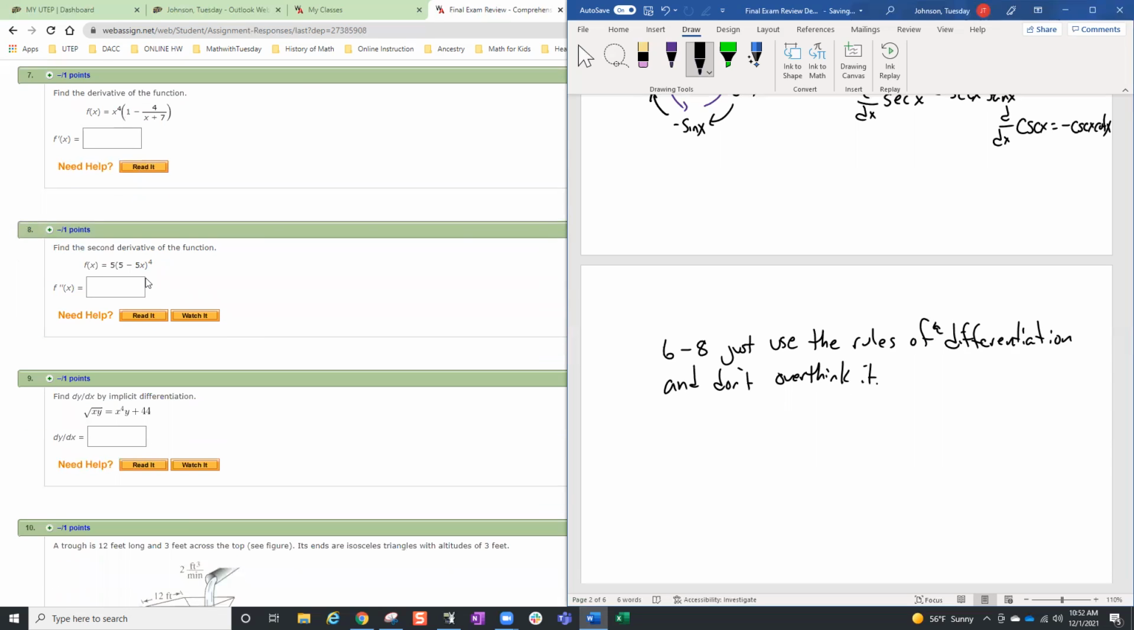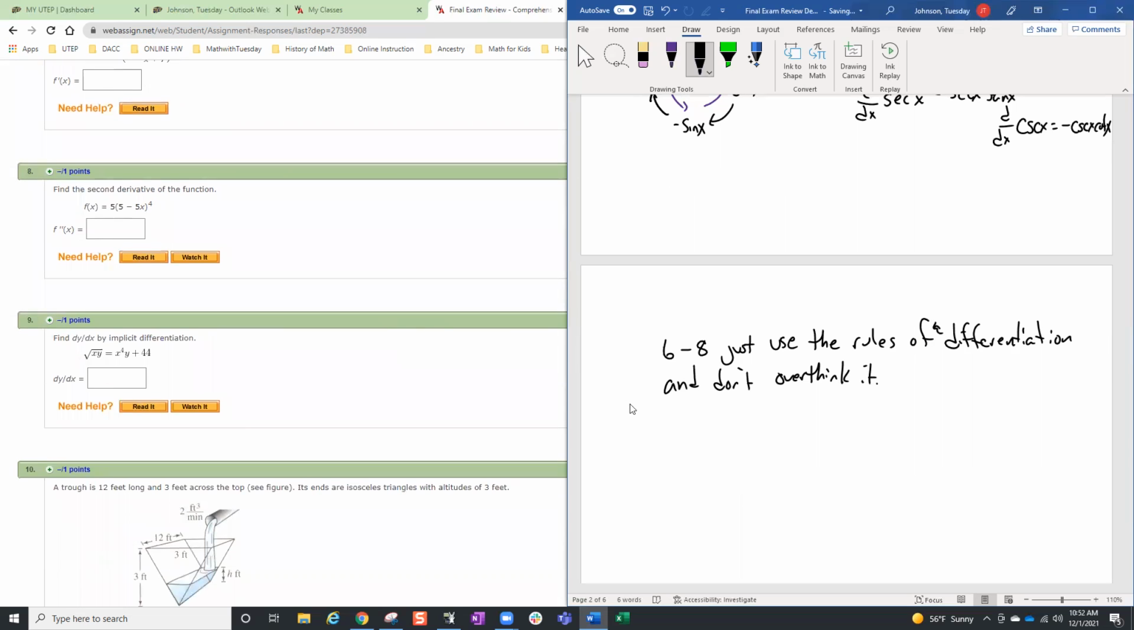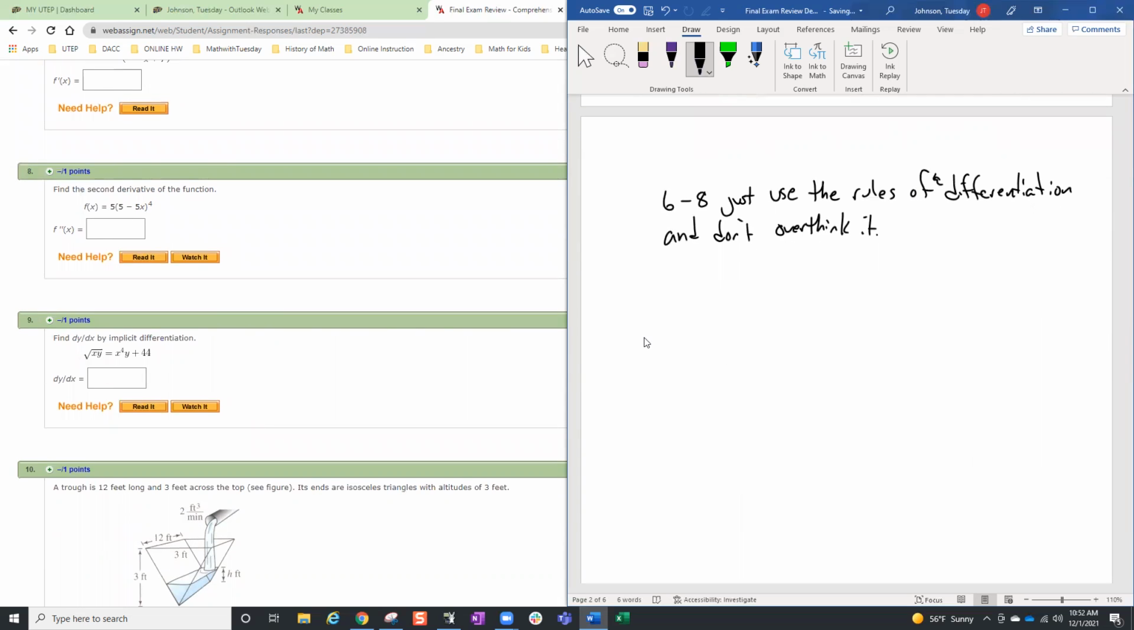Second derivative, so we got some work on number 8, but just use substitution and all of that. Let's go ahead and use implicit derivatives example.